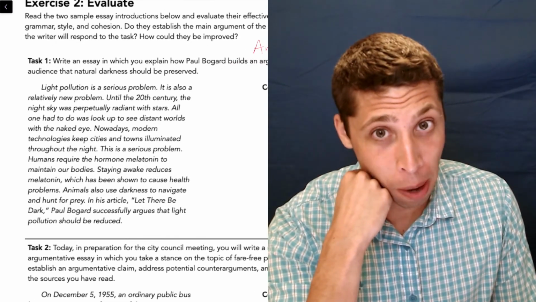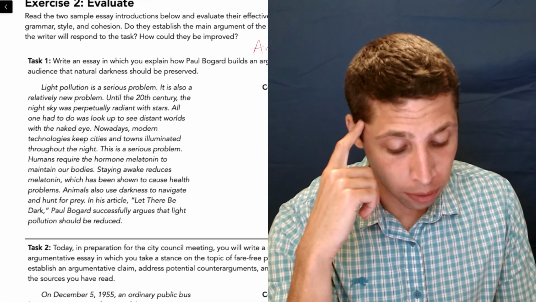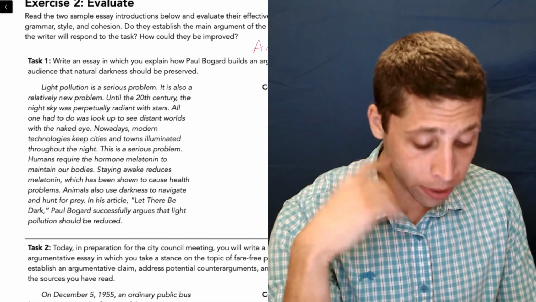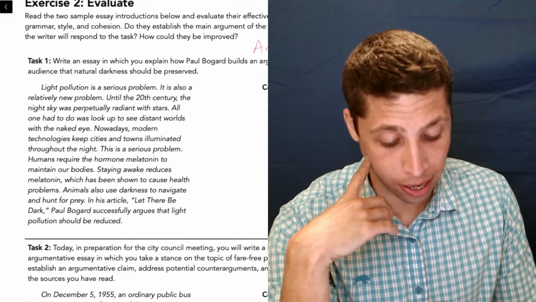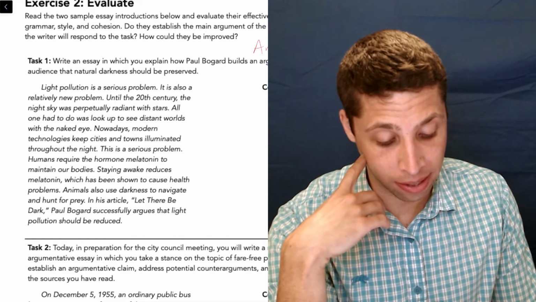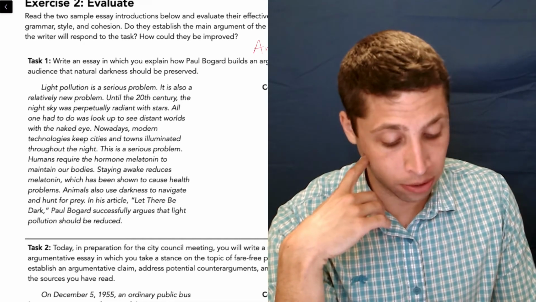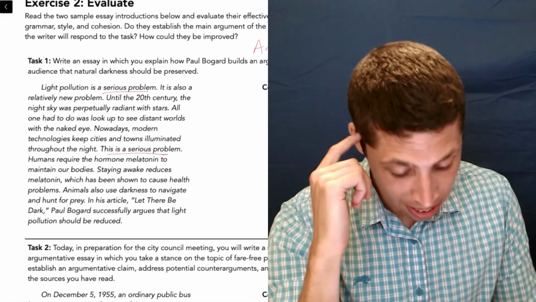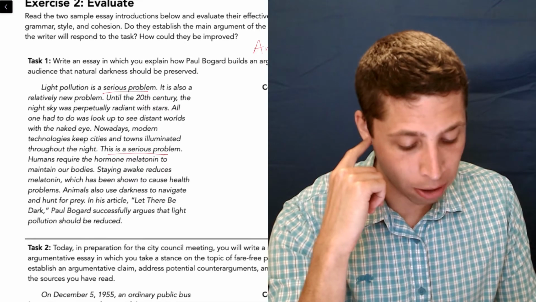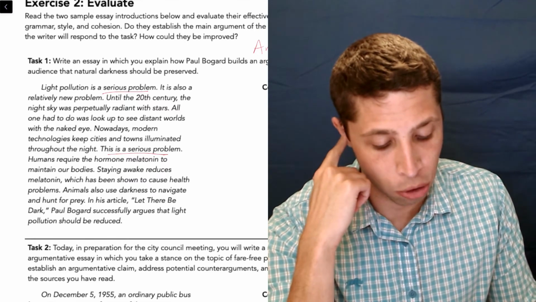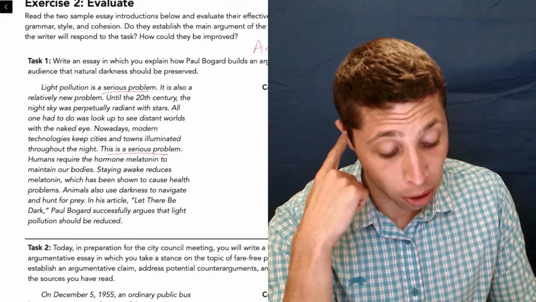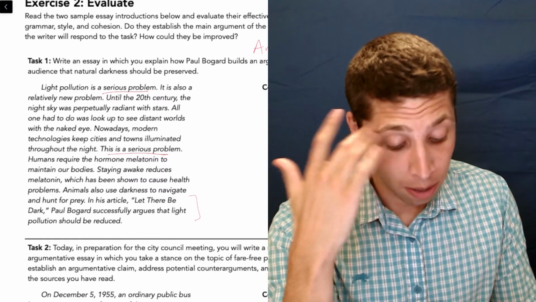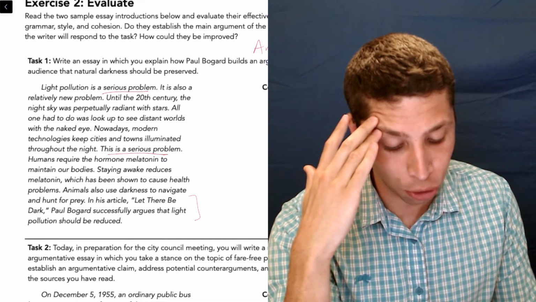So look at what happens, though, in this person's intro. Light pollution is a serious problem. Sounds like their opinion. It is also a relatively new problem. Until the 20th century, the night sky was perpetually radiant with stars. All one had to do was look up to see distant worlds with the naked eye. Nowadays, modern technologies keep cities and towns illuminated throughout the night. This is a serious problem. Rambling, redundant. Humans require the hormone melatonin to maintain our bodies. Staying awake reduces melatonin, which has been shown to cause health problems. Animals also use darkness to navigate and hunt for prey. In his article, Let There Be Dark, Paul Bogard successfully argues that light pollution should be reduced.